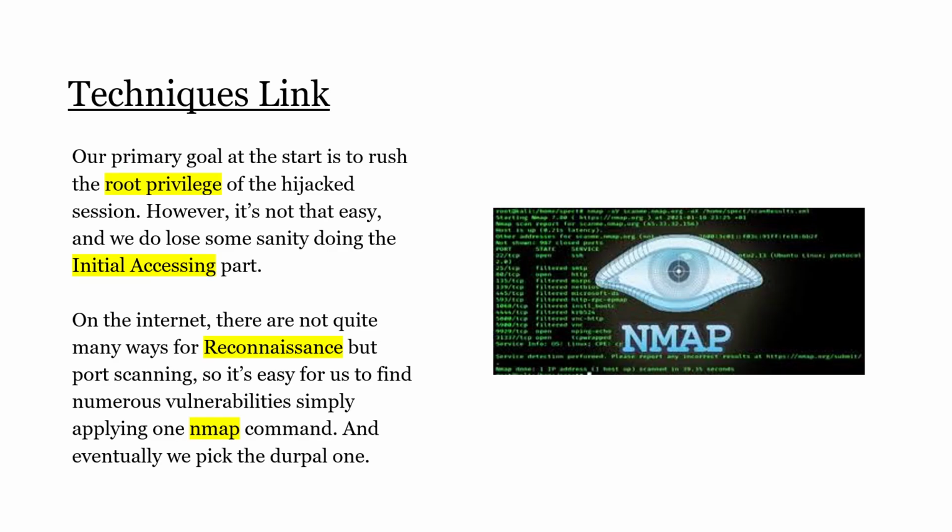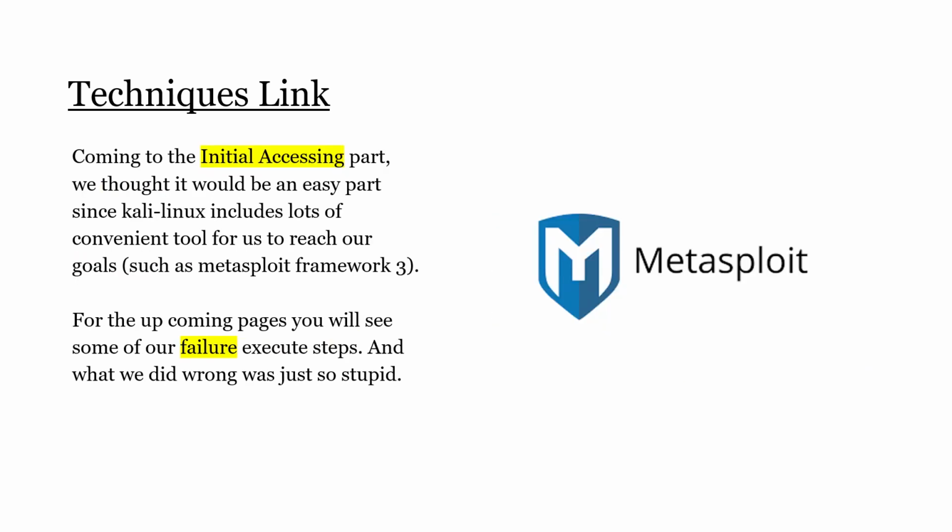At the beginning, our main goal was to gain root access to the system. During reconnaissance, we found vulnerabilities by simply scanning open ports using Nmap, and eventually we selected Drupal as our main entry point. For the initial access stage, we relied heavily on tools provided by Kali Linux, especially Metasploit.